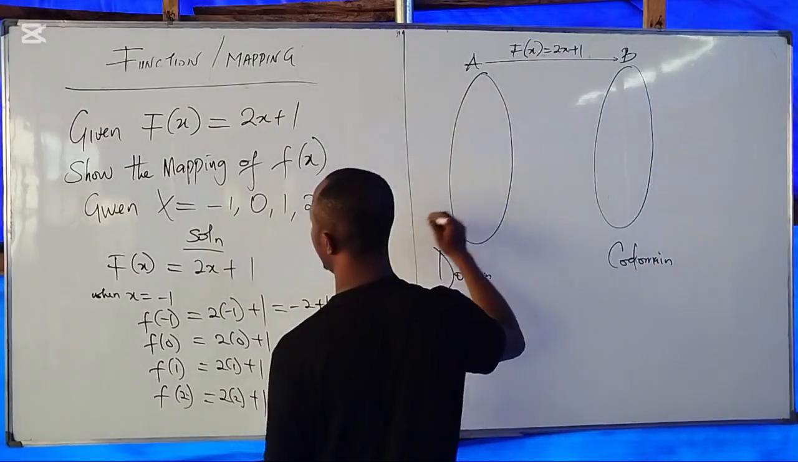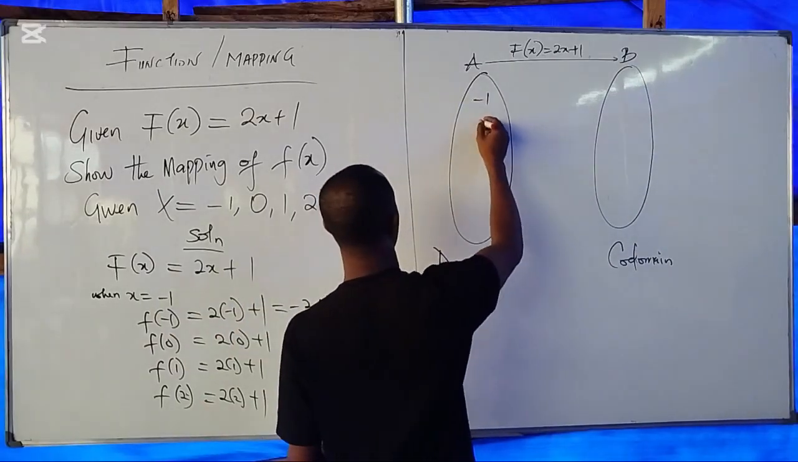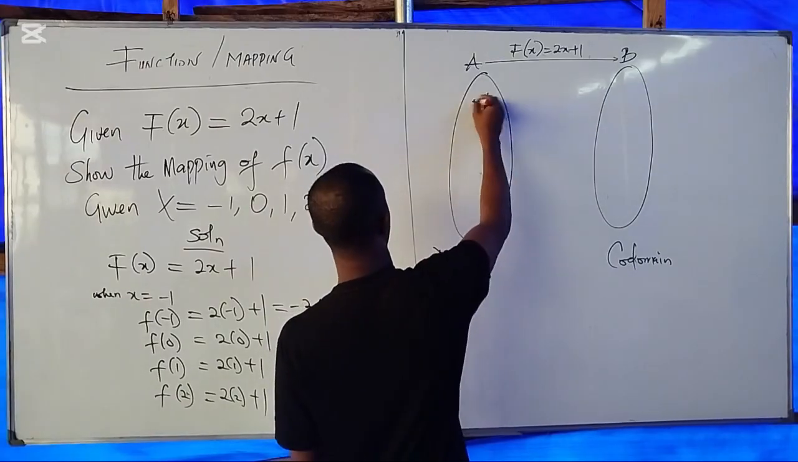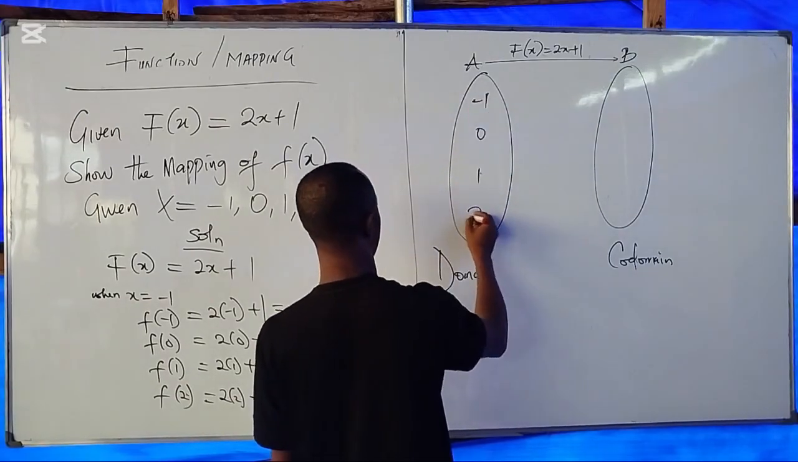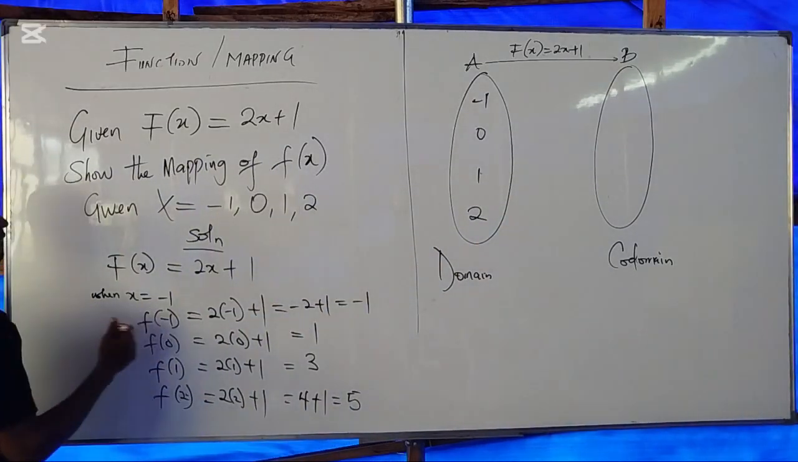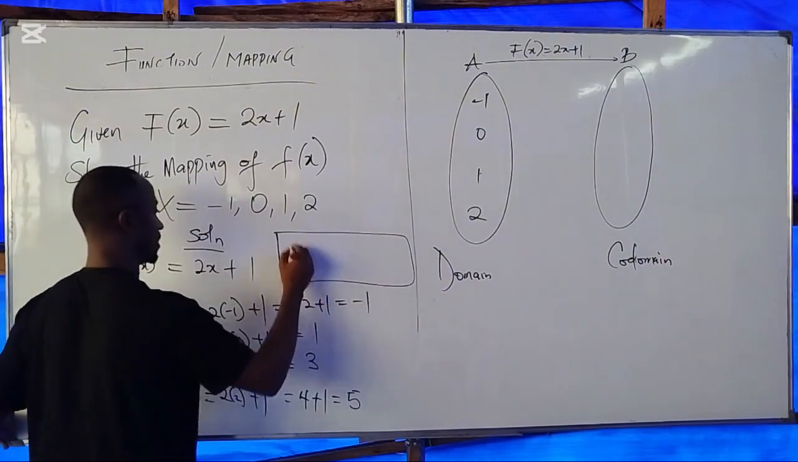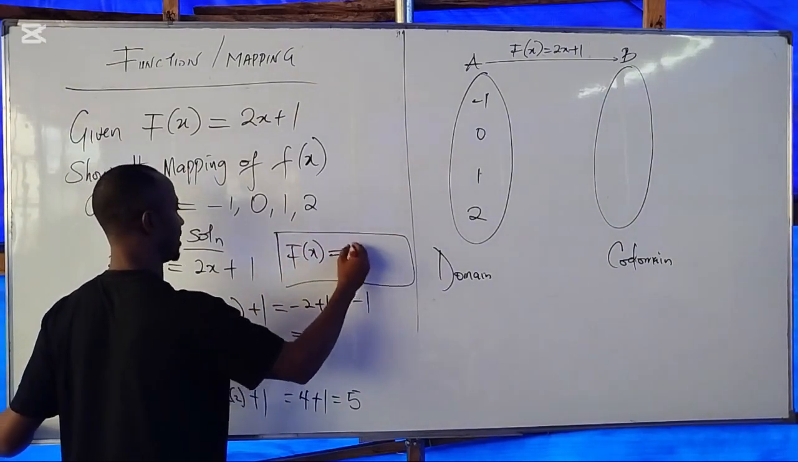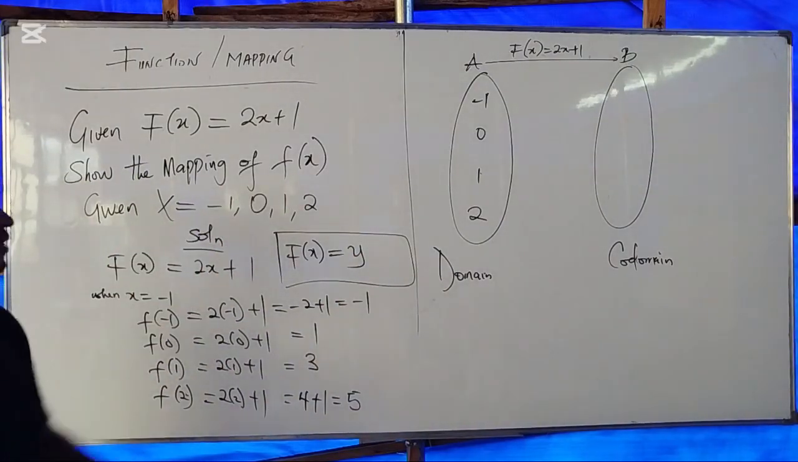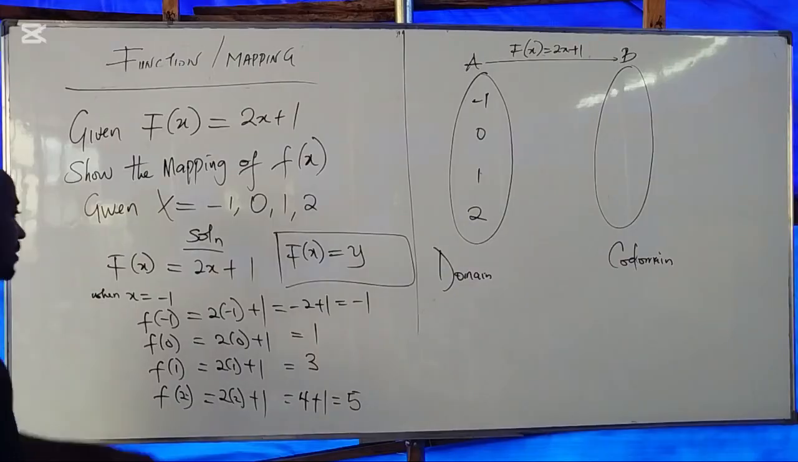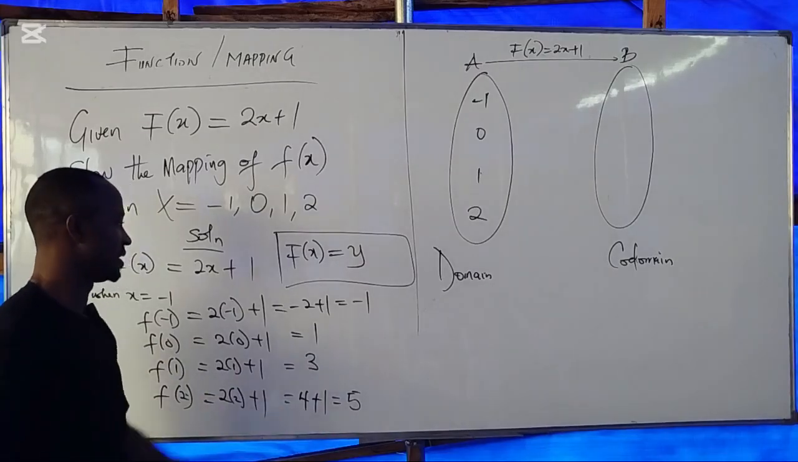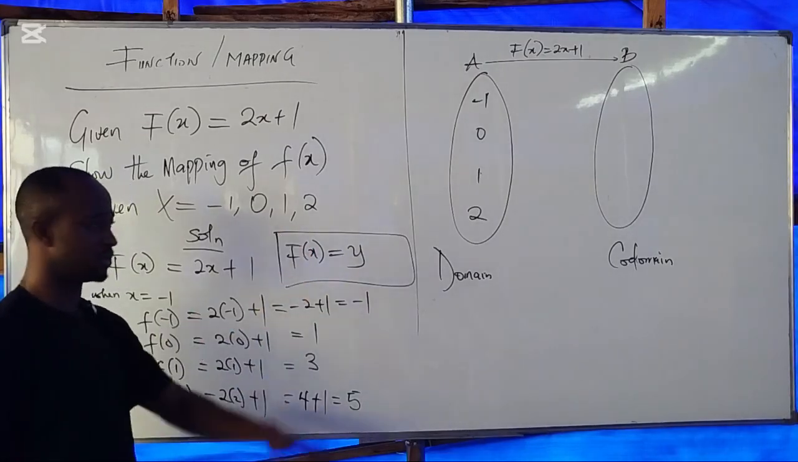So the values of A, which is our x, we have minus 1, 0, 1, and 2. For the corresponding values of y, don't forget that f of x is the same as your y, right? So let's bring out the values of our y, the codomain. The least among them is minus 1, and the greatest is 5.